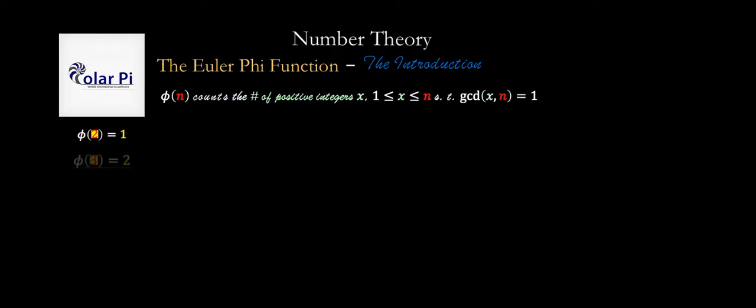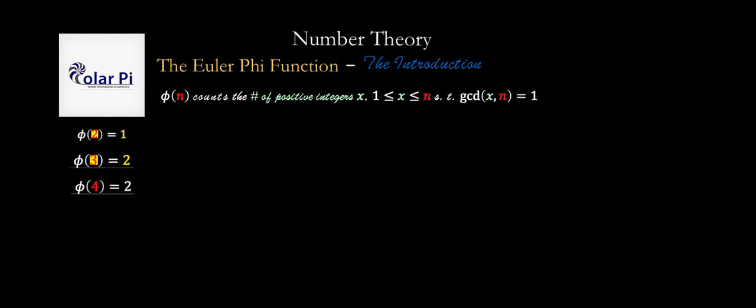Okay, 2 is kind of hard to deal with, so let's look at 3. Bigger numbers will help. So phi of 3 is 2 because the list here is 1, 2, and 3. Those are the positive integers less than or equal to 3. And in that list, only 1 and 2 do not share a common factor with 3. Therefore, there are two positive integers less than or equal to 3 that are relatively prime to 3. Relatively prime meaning they do not have a common factor with 3 other than 1.